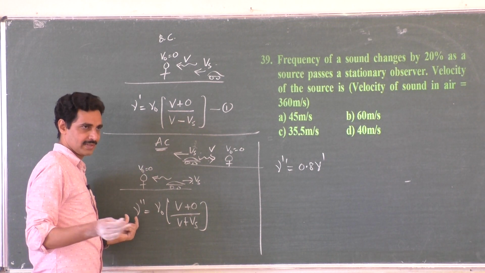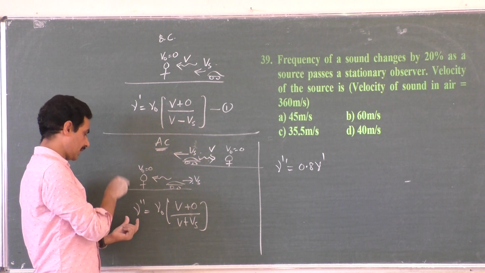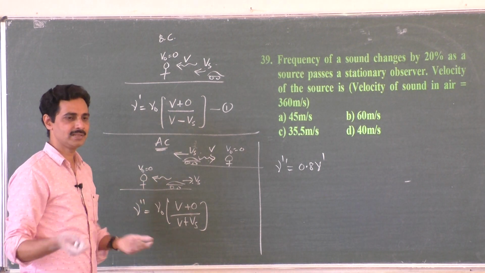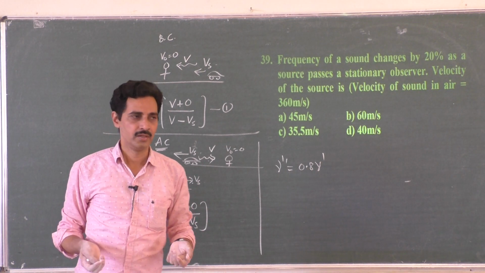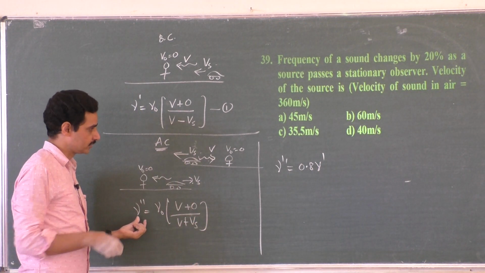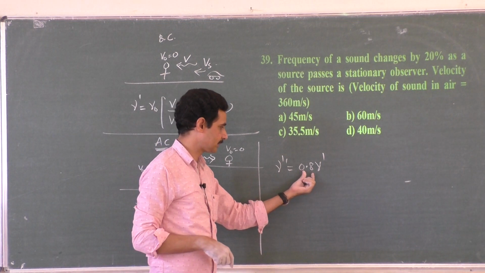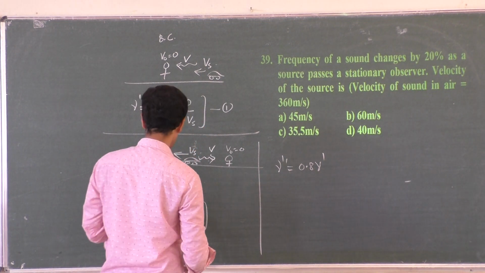The apparent frequency as it crosses changes by 20%. Change means as it moves away, it is less. As it is approaching, it should be more. So 20% less when it moves away. Nu double dash is 20% less, means 80% of nu dash. Now write the two equations.